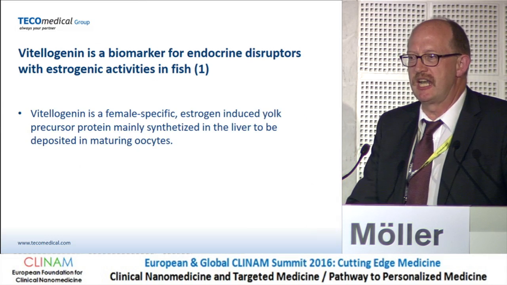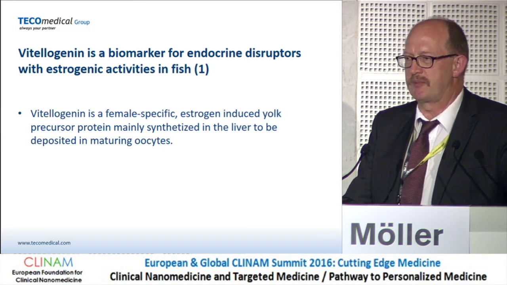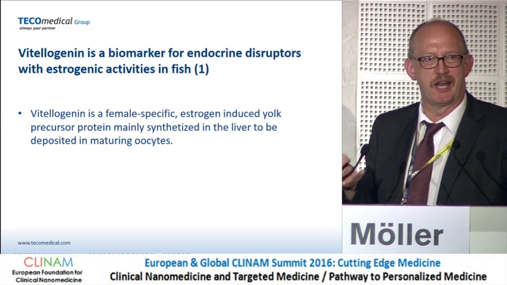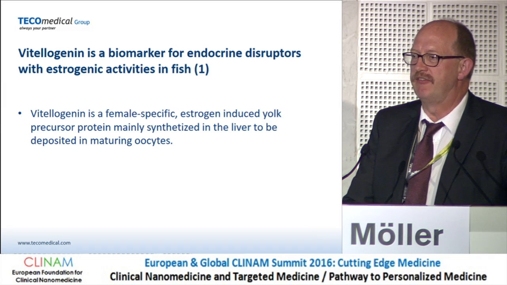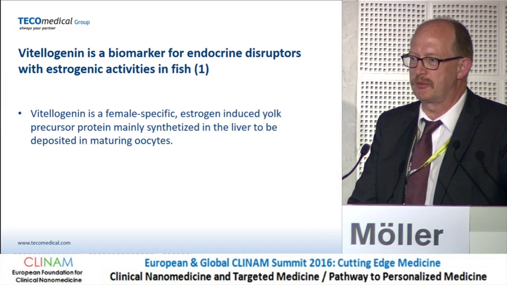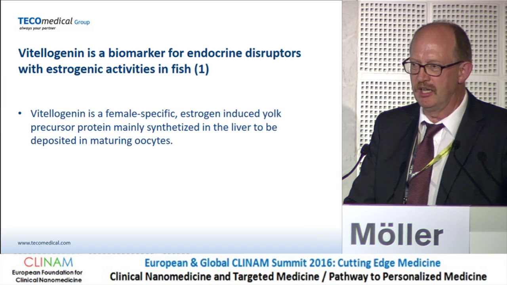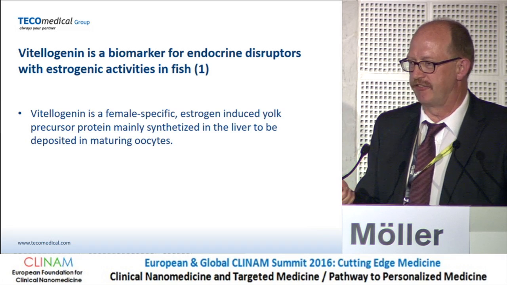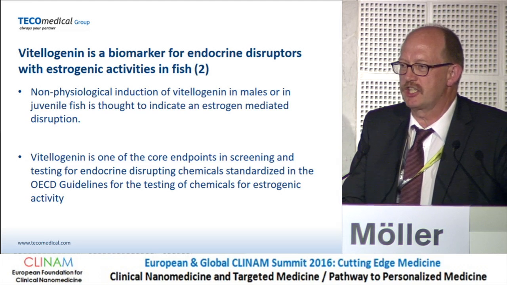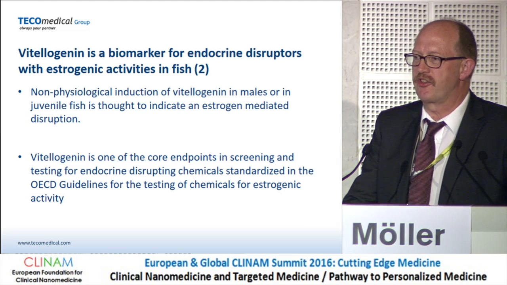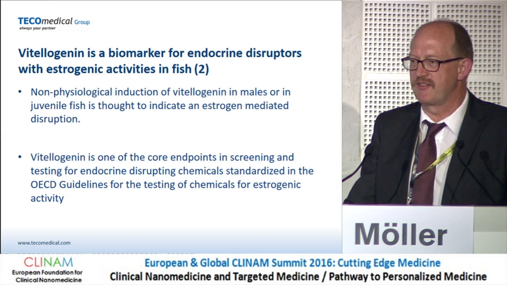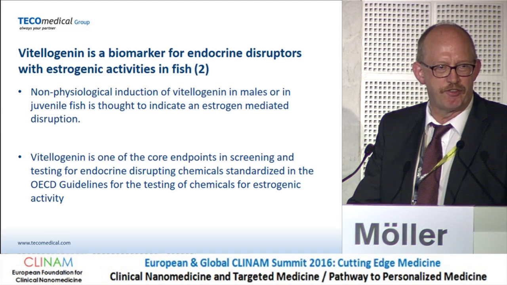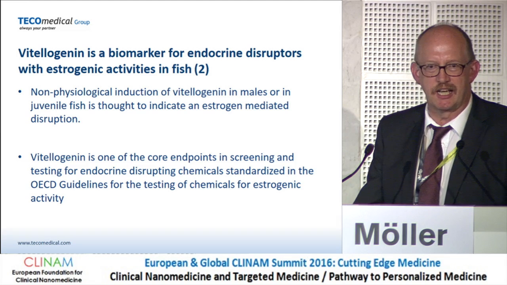I would like to talk about Vitellogenin as a biomarker for endocrine disrupting chemicals with estrogen activities in fish. And as I showed before, a lot of these nanoparticles will end up in the water, so fish is a very good model. Vitellogenin is a female-specific estrogen-induced yolk precursor protein, mainly synthesized in the liver and then transported and deposited in the maturing oocytes. It's important to feed the eggs and the young fish. Non-physiological induction of Vitellogenin in males or in juvenile fish is thought to indicate an estrogen-mediated disruption. So that's the sense of the biomarker, and this is recognized and accepted. Vitellogenin is one of the core endpoint determinations for chemical testing in OECD guidelines.